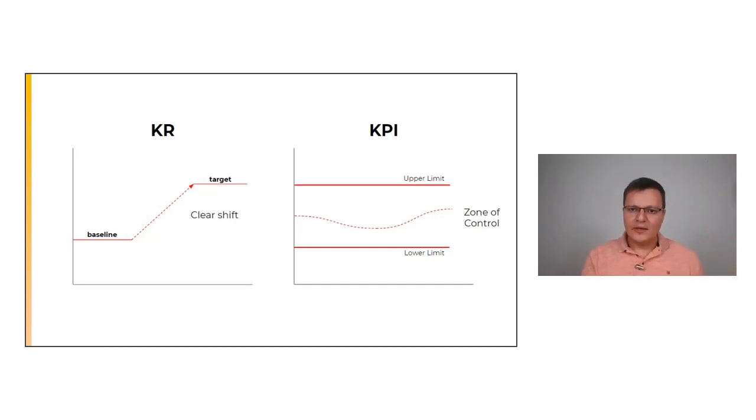Remember the four cases: I want to increase, I want to decrease, I want to achieve, and the only exception, keep. A KPI differs: we have an upper limit and we have a lower limit, so we have a zone of control. Here I don't have a target. I don't want and I don't expect any shift in my metric. So I only control to see if this metric is within this zone of control.